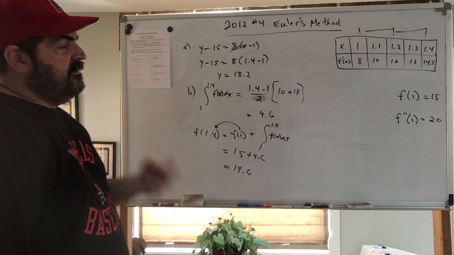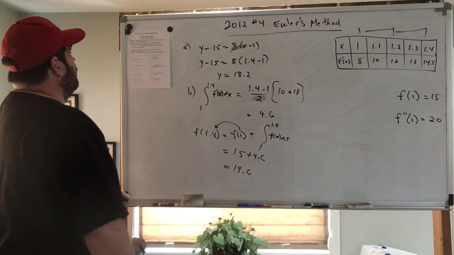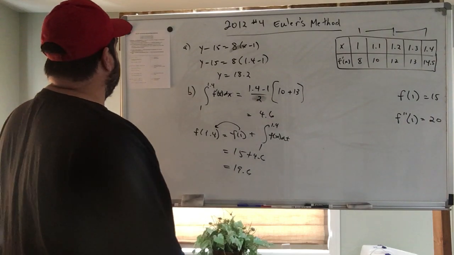Okay? All right, that's 2 down. Third one, use Euler's method. All right?